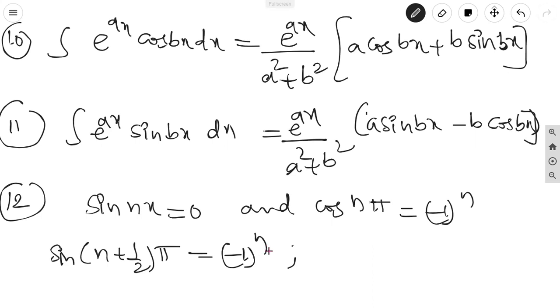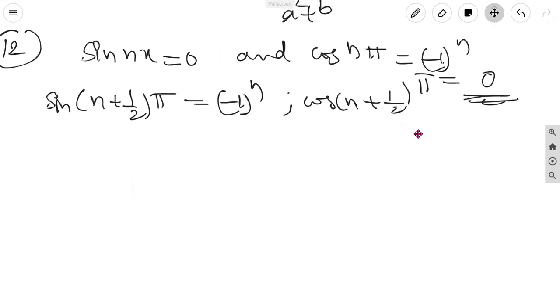That is repeated, where it is either plus or minus. And cos of n plus 1 by 2 into pi, in this case it will be 0. Cos pi by 2 value is 0. So with n pi, the sin function comes as sin pi by 2, and with cos n pi the cos function comes as cos pi by 2. Cos pi by 2 value is 0 whatever the quadrant. But sin pi by 2 value is 1, and that depends on the quadrant, it is either minus 1 or plus 1.